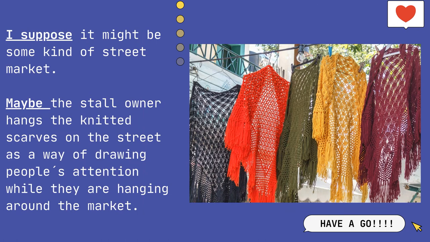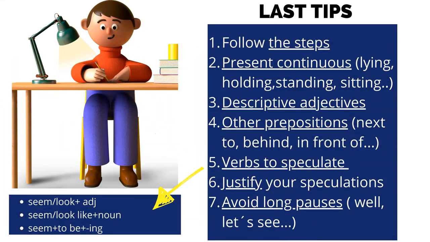Have a look at this picture, and here you have an example of how to speculate about it. I suppose it might be some kind of street market. Maybe the stall owner hangs the knitted scarves on the street as a way of drawing people's attention while they are hanging around the market. Well, some last tips to take into account are: when describing a photo, follow the steps in order not to leave anything behind. Remember to use the present continuous for describing what is happening in the picture. In this sense, the most common verbs are holding, lying, standing, sitting, etc.